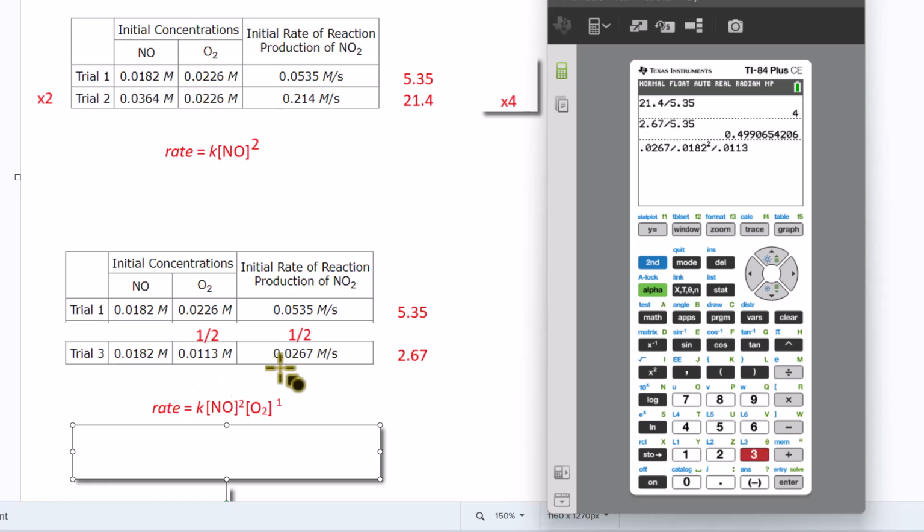The rate, 0.0267, divided by 0.0182 squared, divided by 0.0113. Let's do an enter. And we get a big number. This is a fast reaction. In less than 1 second, we would have lost all of our NO. So we now know what the constant is.